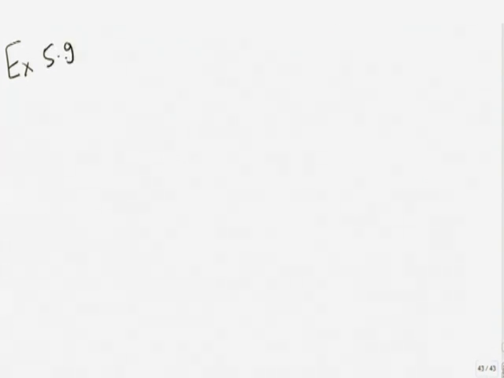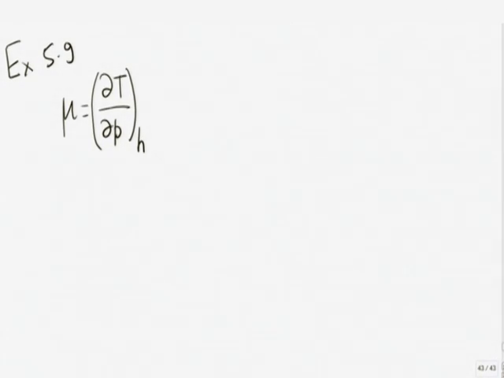Just 1 minute, I will not go through the whole thing. See, it is given that mu is defined, this is the Joule-Thomson coefficient, partial of T with respect to P at constant H. For a Joule-Thomson refrigerator, we expect the working fluid to have this value positive, so that when we reduce pressure, the temperature reduces. Now this is nowhere near our Maxwell, so we are stuck.